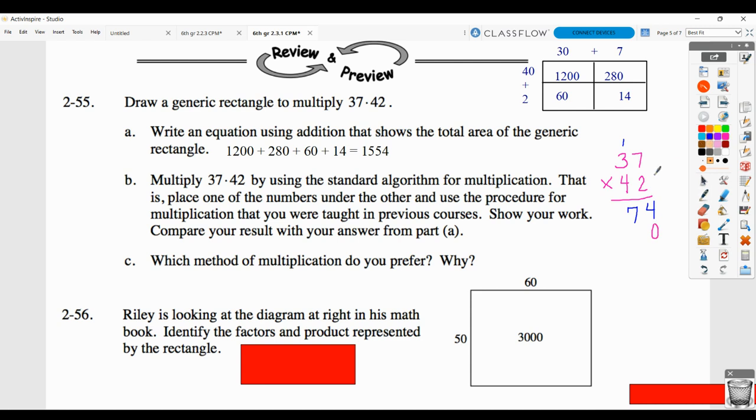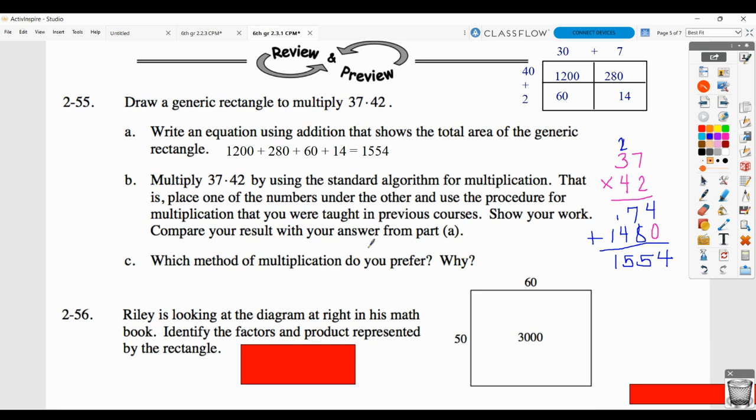and then 4 times 7 is 28, put down the 8, carry the 2, 4 times 3 is 12, plus 2 is 14, and then you add. So 4, 15, carry the 1, 5, and again you get the 1554. So again, make sure you're showing your work.